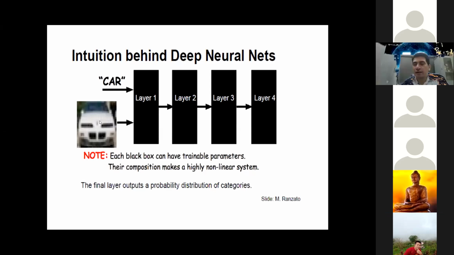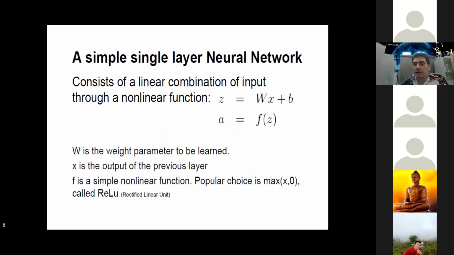Let's look at a simple single layer perceptron. Again, this is a revision so as to have continuity between the thoughts we will be learning. For a single layer neural network, Z is equal to Wx plus B, A is equal to F(Z), where W is a weight parameter to be learned. That's what we are doing in machine learning.